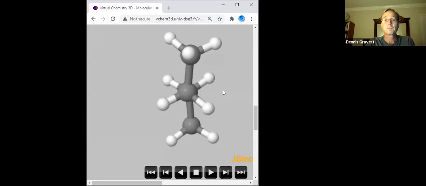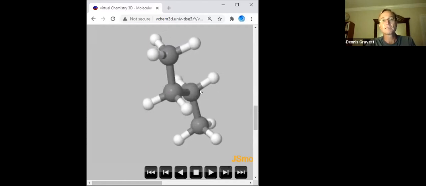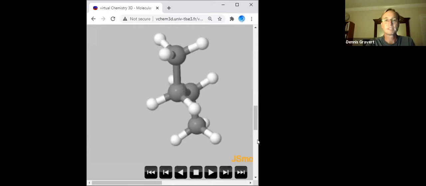Okay, so how are we going to begin the Newman? Well, begin with the bond you're looking down. This carbon in the front is represented by a dot. The carbon in the back, there it is. This carbon in the back is going to be a circle. There. Bounce back to here. Trying not to get dizzy from all this movement.